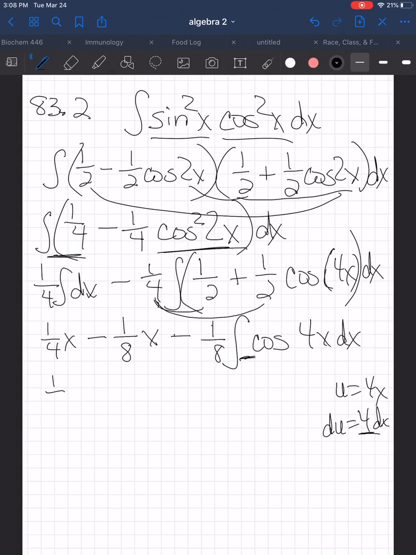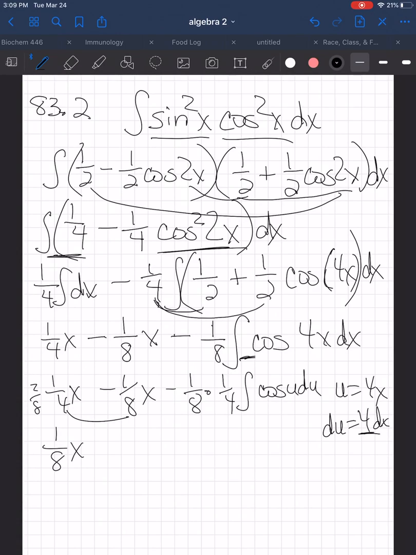So this will be 1/4 x minus 1/8 times 1/4. And that's the integral of cosine of u du. The integral of cosine is sine. So this is a fourth minus an 8th. So that's 2/8. So that becomes 1/8 x minus 1/32.